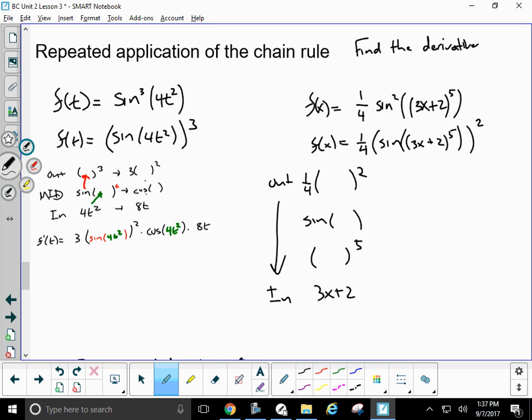Did you write it as a composition of 4 things? Because it is. 1/4 squared, then sine, then fifth, then 3x plus 2.